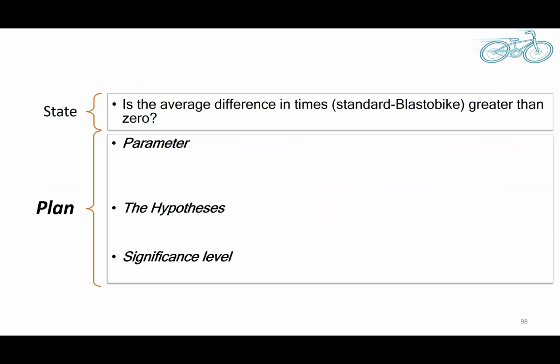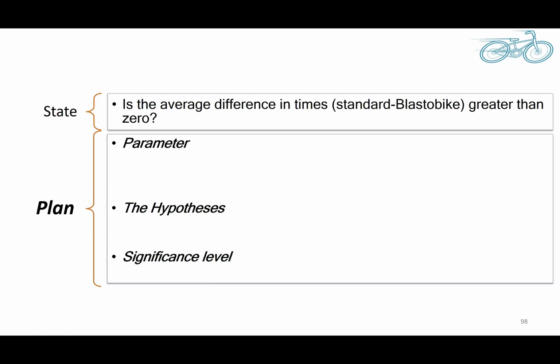Okay, so starting off with stating the question we're looking at: that average difference in times, specifically standard minus Blasto bike, that's the way I'm subtracting. Typically, we like to subtract so we get positive numbers, if we can. Is that greater than 0? Because if this improves times, it makes times shorter, right? So standard minus Blasto bike should give you positive values if you're improving your time on the Blasto bike. So you could say, is the average improvement in time greater than 0? However you want to put it, it can be a little tricky wording mean differences sometimes.